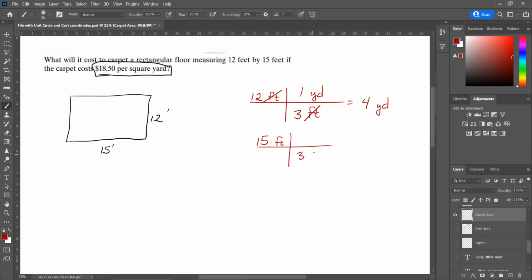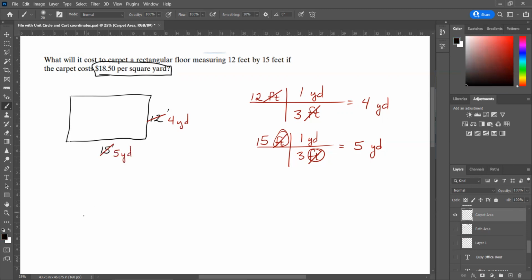I know that there are 3 feet in 1 yard. And again, I put the 3 feet on the bottom so that the units would cancel. I have feet in the top and feet in the bottom. Feet divided by feet is 1, so those cancel. And I'm left with 15 times 1 divided by 3 is 5. And the only unit I have left is yards, and that's in the numerator like I want. So 12 feet is 4 yards. 15 feet is 5 yards.